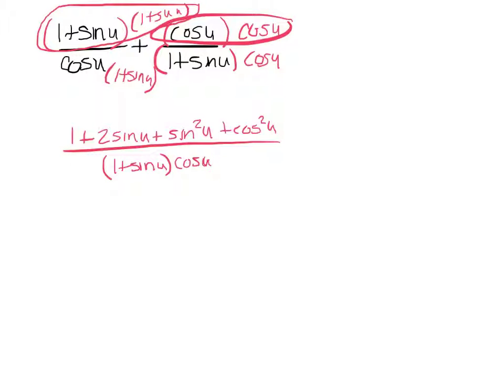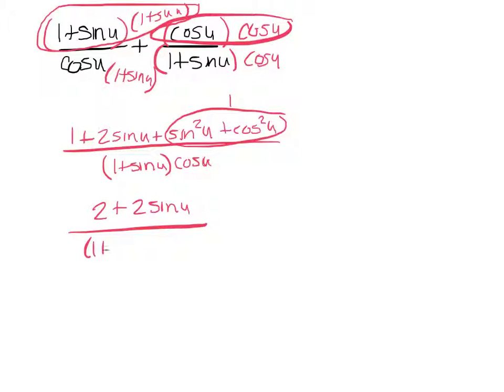All right, then I'm noticing a trig identity here, right? That's 1. So we will have 1 plus 1, which gives me 2. And then I still have the 2 sine u.